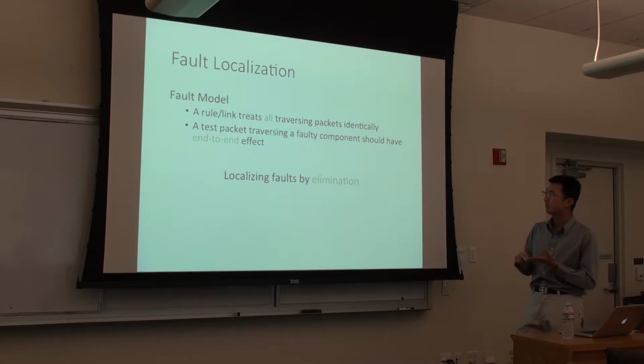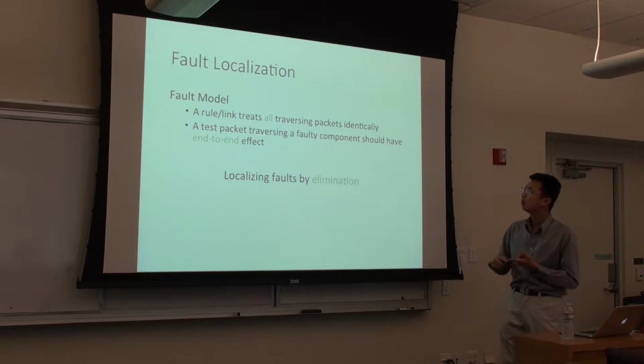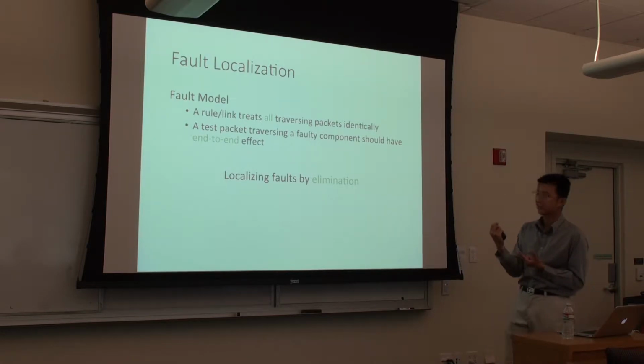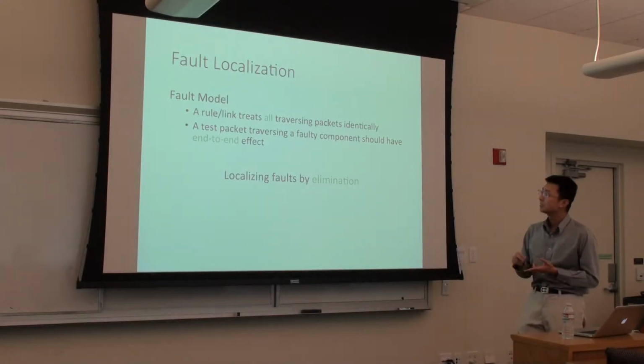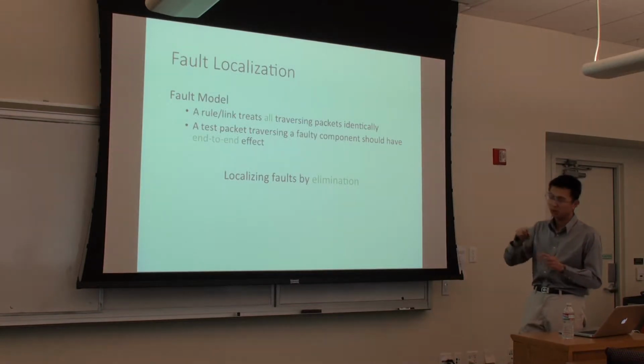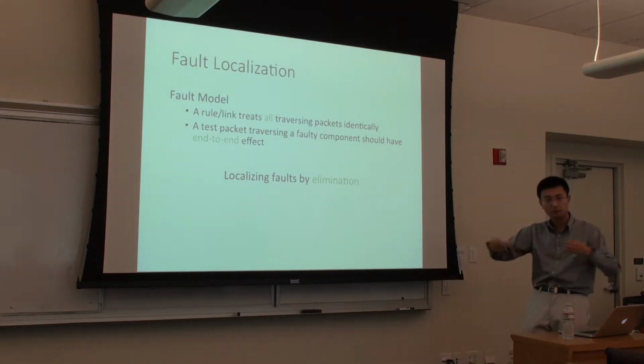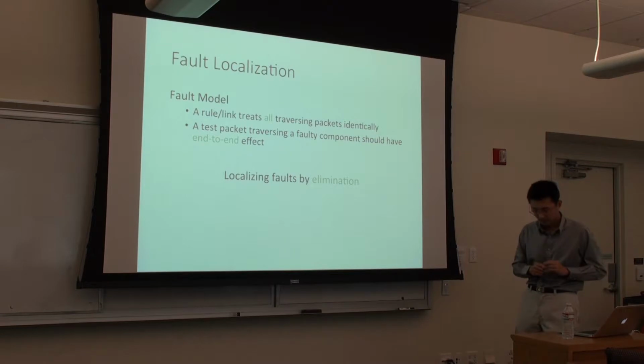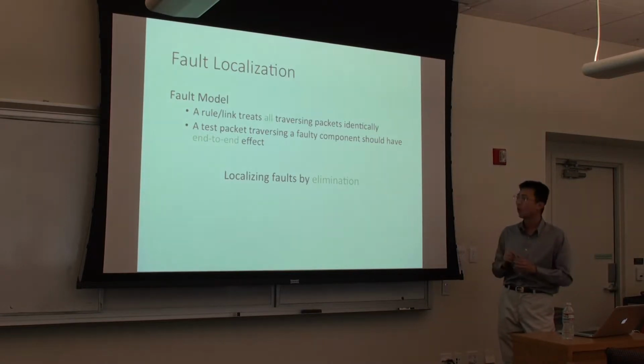In the fault model, we made two basic assumptions. One is a rule or link will treat all traversing packets identically. And secondly, we assume that a packet traversing a faulty component should have some end-to-end effect. If we accept these two assumptions, we can localize the fault by elimination.